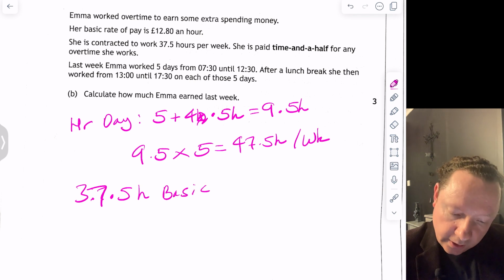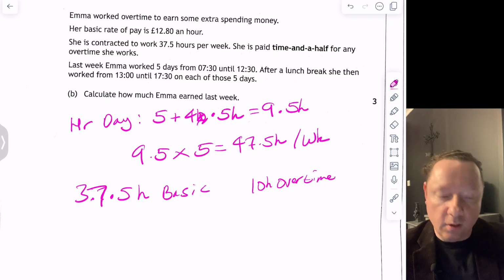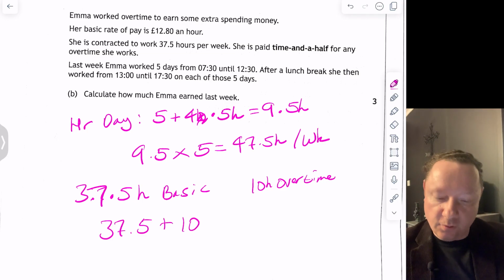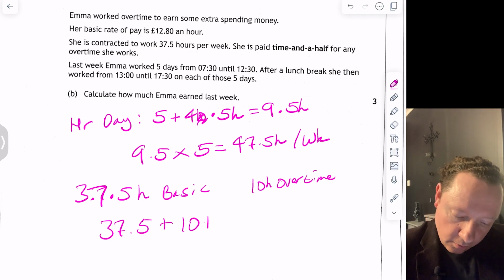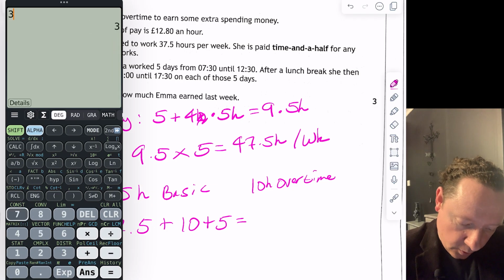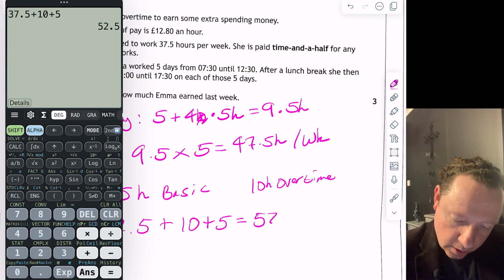And then she's got 10 hours overtime. So how you can work out what she's going to get paid is you can think of her hours as 37.5 plus the 10 hours, and it's time and a half, so half of 10, which is 5 hours. So you can add them together. 37.5 plus 10 plus 5 is 52.5 hours she's paid for.